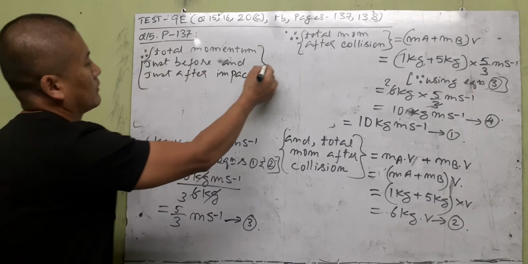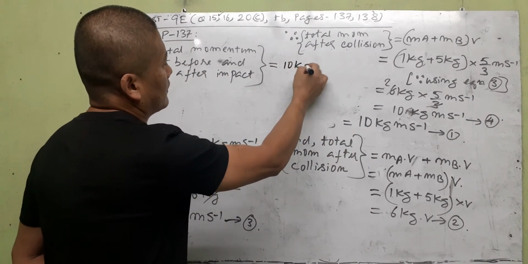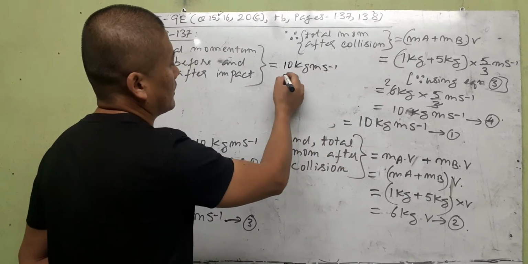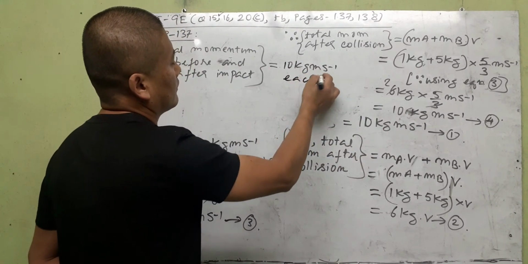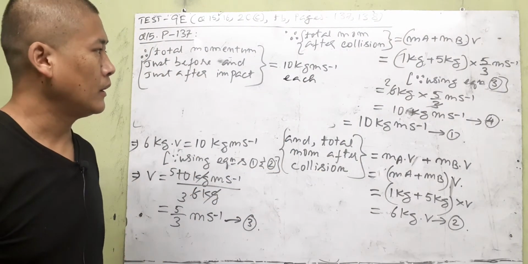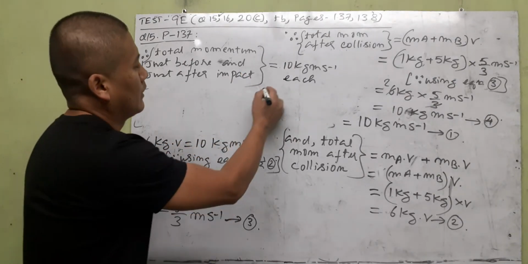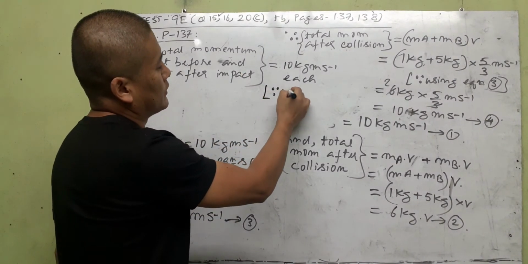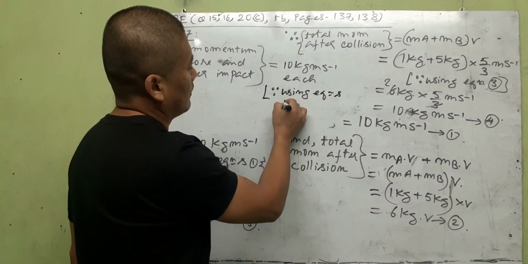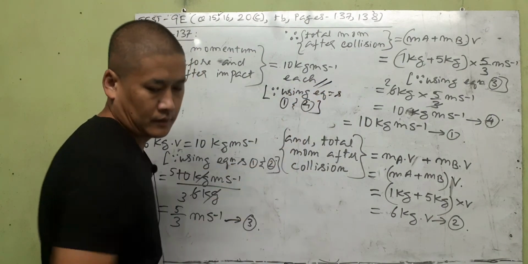This one, just before, is 10 kg meter per second according to equation 1, and just after, equation number 4, same. So we write here each means 10 kg meter per second before collision, combined momentum. After collision also it's equal, and this is correct, right? And how do you know both of them are same? Using equations 1 and 4. First answer.